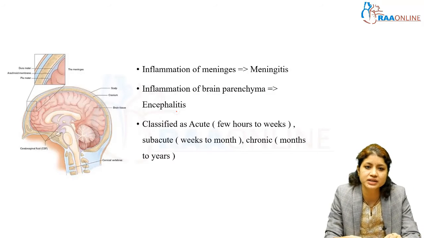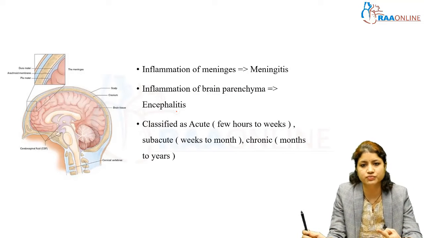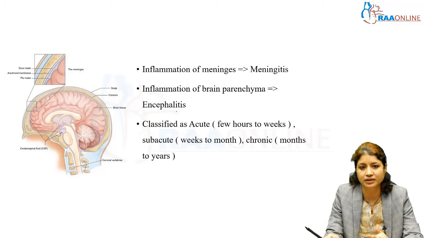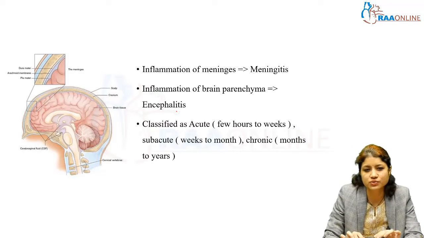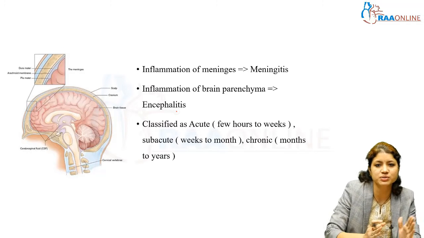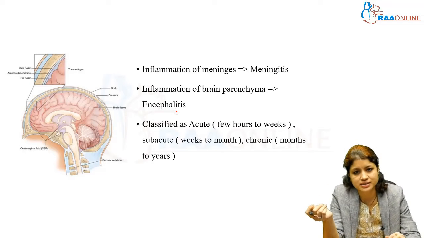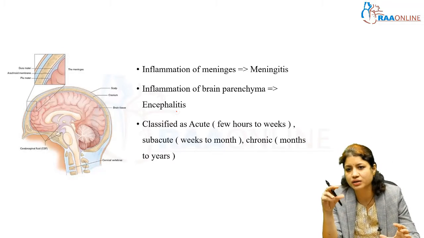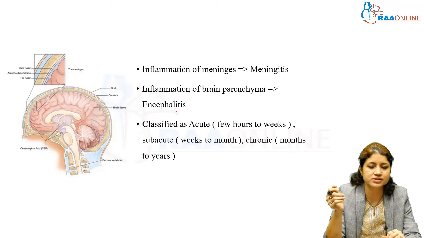So what is meningitis? First thing, inflammation of the meninges. What is encephalitis? Inflammation of the brain parenchyma. But in practice, we do see that they come hand in hand. You do not have a classical symptom of meningitis separate or an encephalitis separate. You usually have a symptomatology or a syndromal diagnosis of meningoencephalitis.